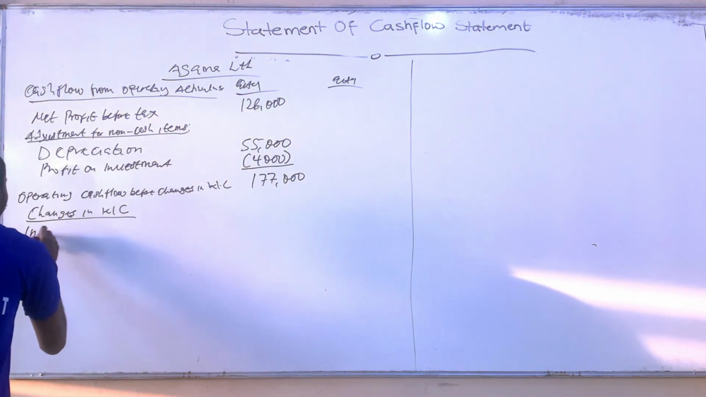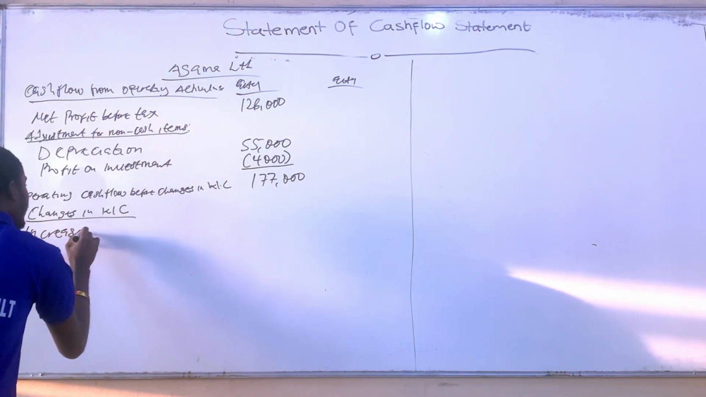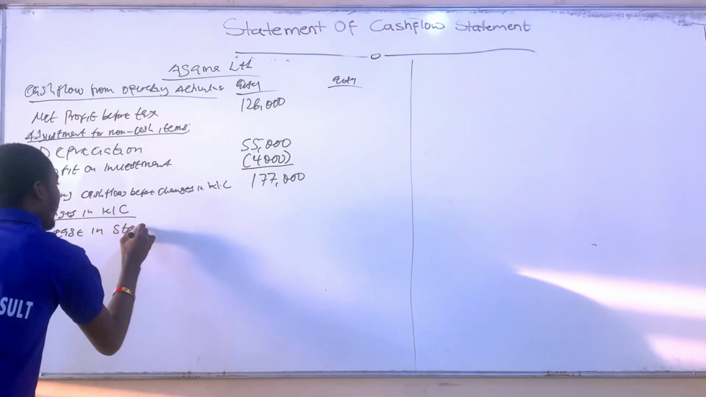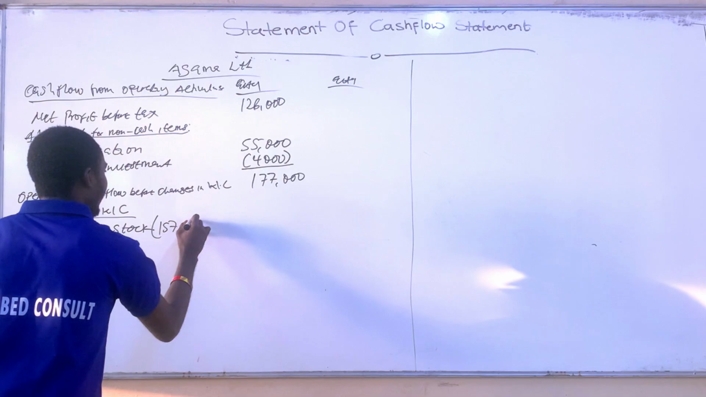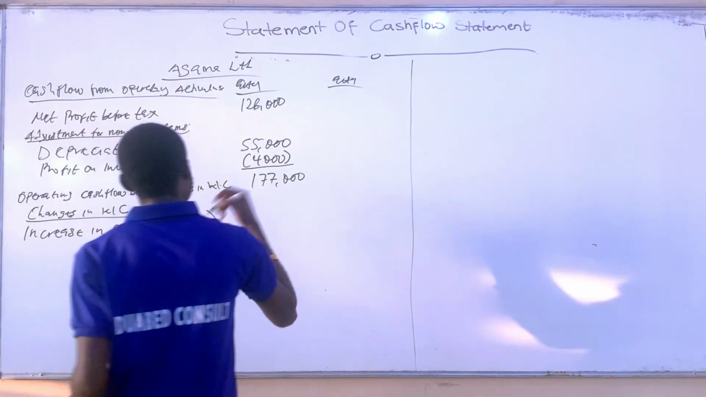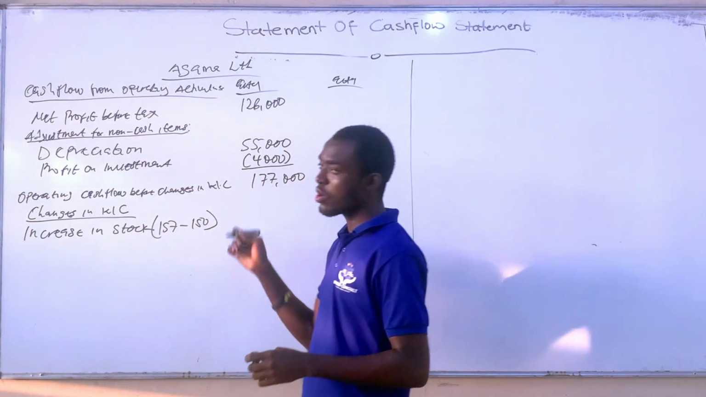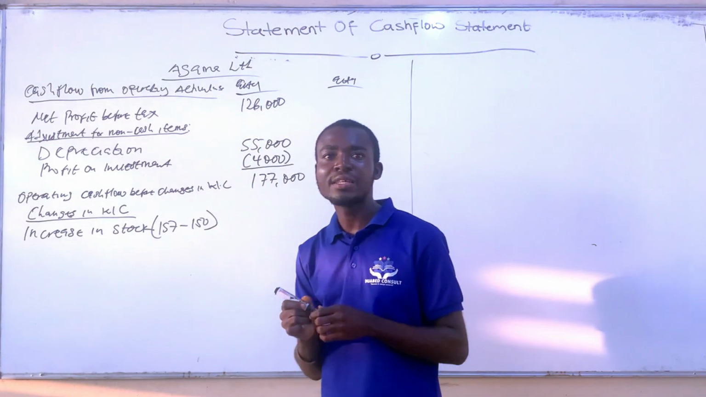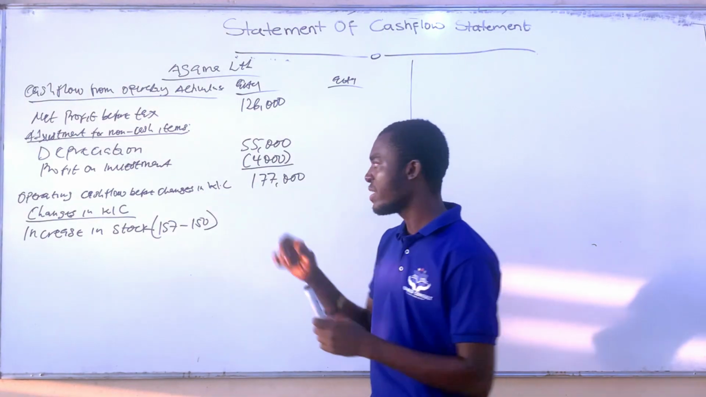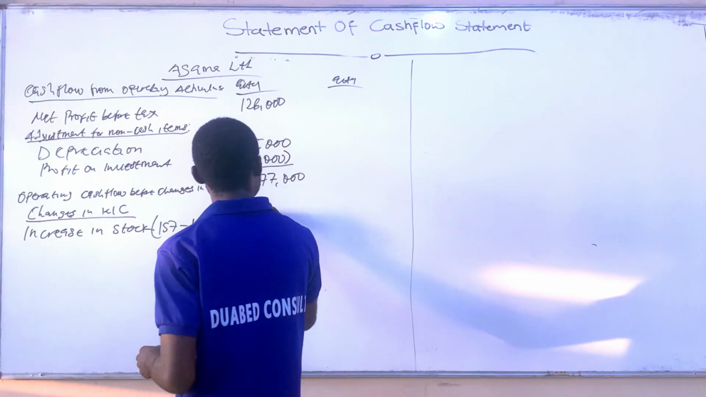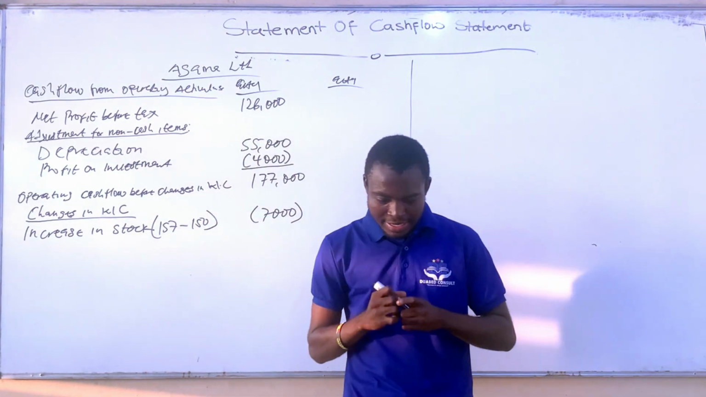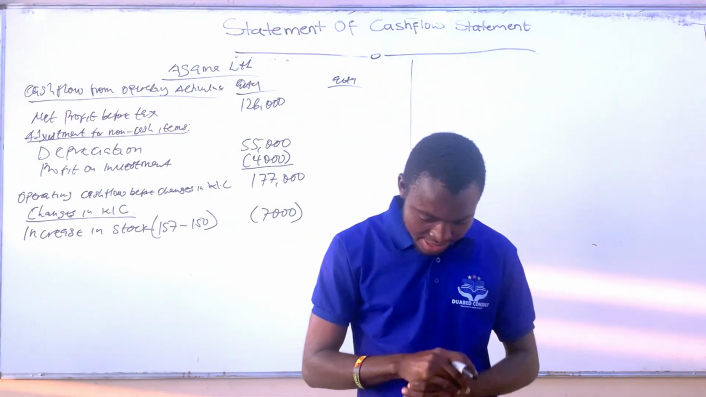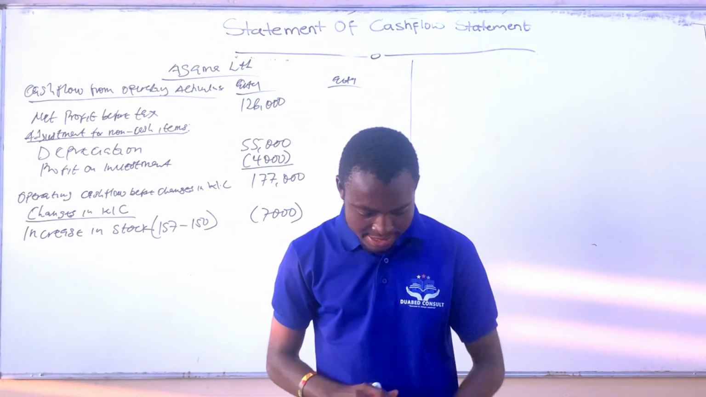So, increase in stock. The difference between 157 and 150. Whenever there's an increment in stock, or an increment in current assets, you will less it, so minus 7,000.